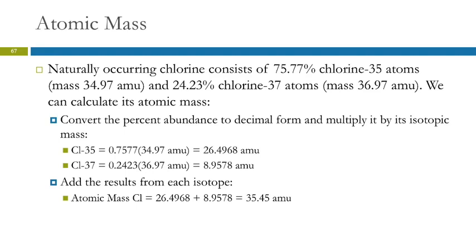Okay, so to calculate the atomic mass of chlorine, the average mass of chlorine atoms, we're going to take the percent abundance and make it into a decimal form. So we take the percentage, divide by 100. So 0.7577. And then we multiply by the mass of that isotope. And then for the other isotope, we take its percent abundance, turn it into a decimal form by dividing by 100, multiply by its mass. We take those and we add them together, and that gives us the average mass.